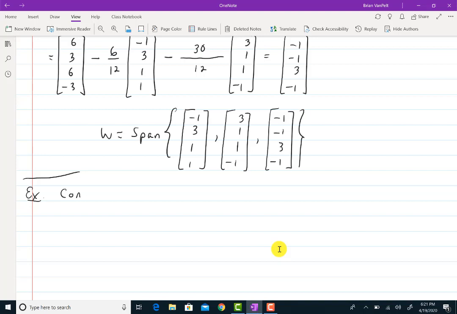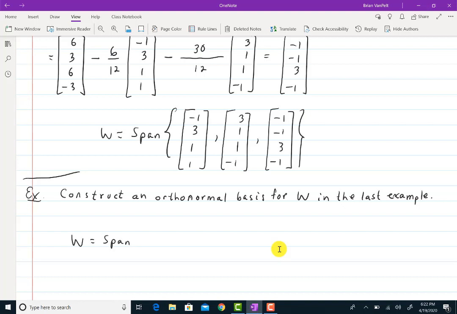Construct an orthonormal basis for W in the last example. So all I have to do is divide by the lengths of each of these vectors, and we'll get the following. W equals the span. And let me get the lengths of these vectors.